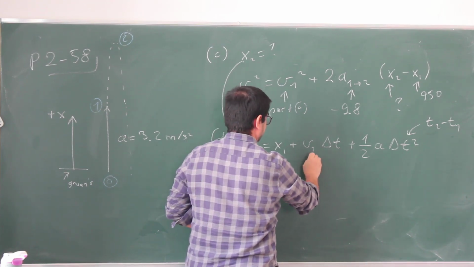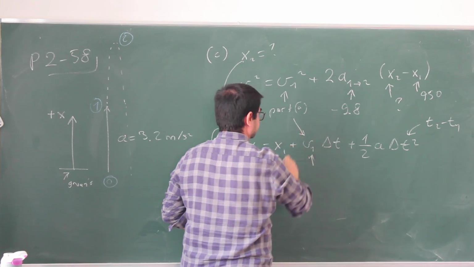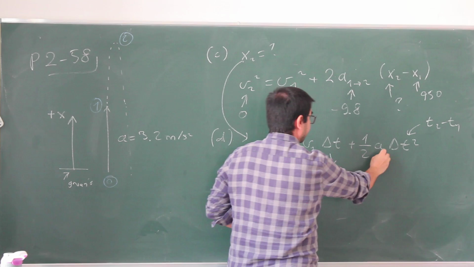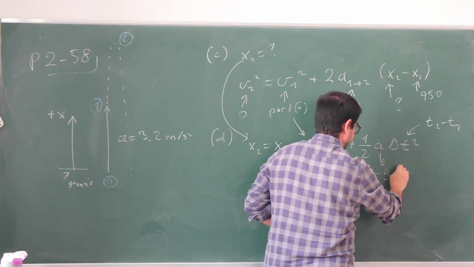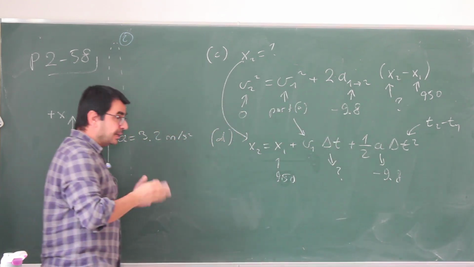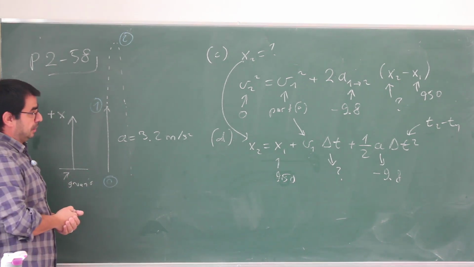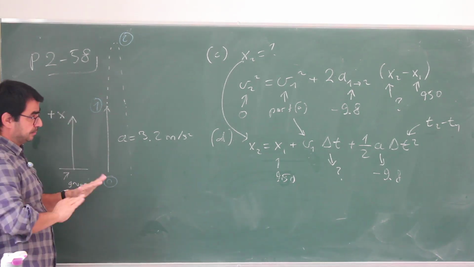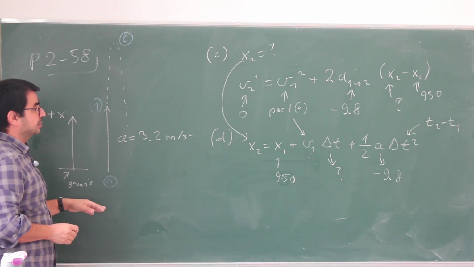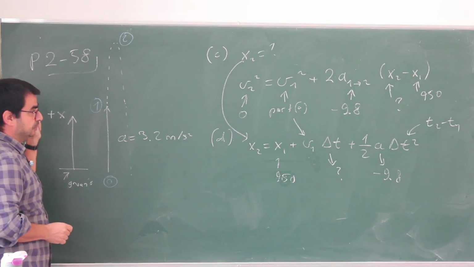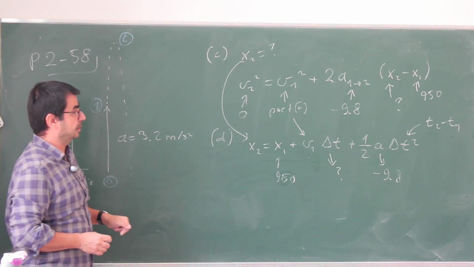This was for part A, right? Part A. Delta t is what I'm looking for. And a now is minus 9.8. It's minus 9.8 because I chose up as positive and the acceleration is downward. Our velocity is up, but this doesn't make our acceleration change sign. It's always going to be down if I choose this coordinate system. If I choose up as positive, gravitational acceleration is always going to be negative.